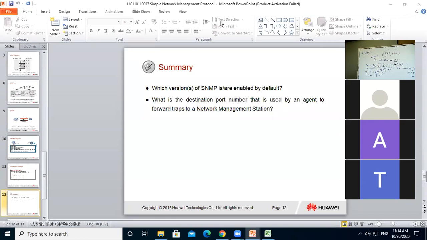IP routing table contains which of the following information? Destination network address cost, metric, next hop address, outgoing interface. And the second question: which of the following routing protocols is used for IPv6 service? RIP v6, RIP NG, OSPF v3 and RIP v2.